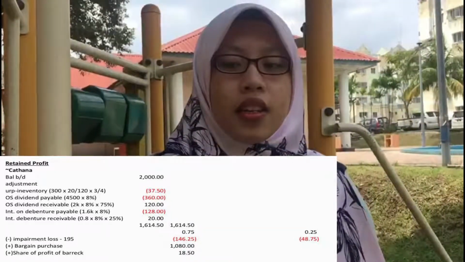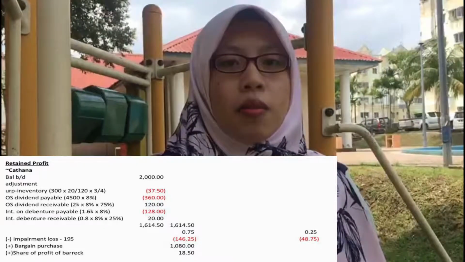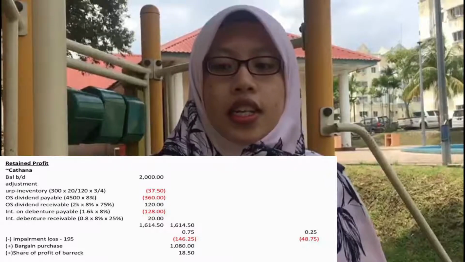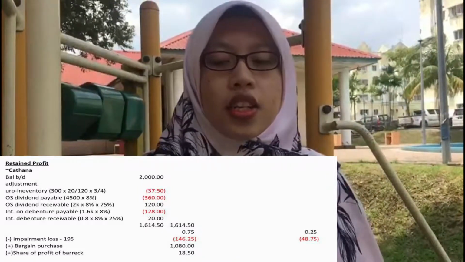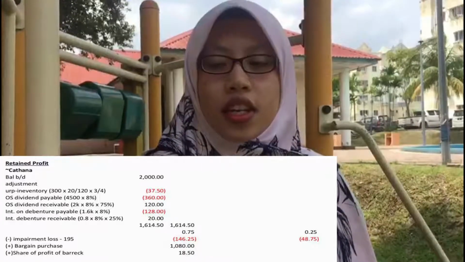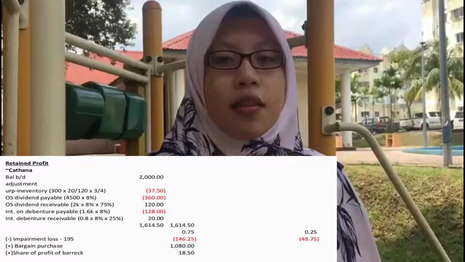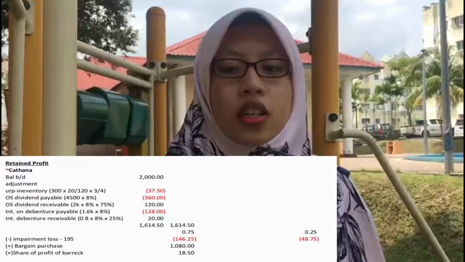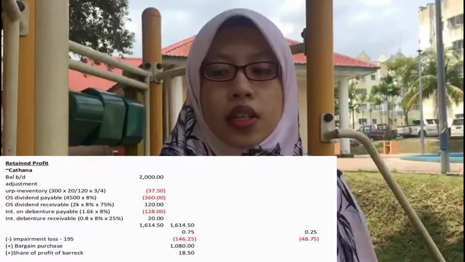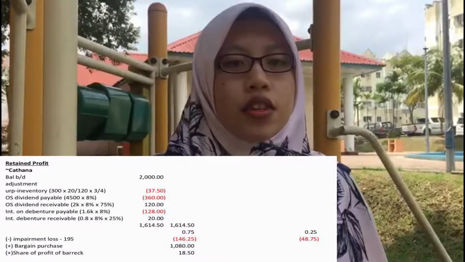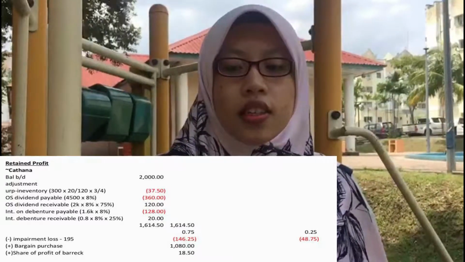For the adjustment, Katana has the URP inventory negative 37.5. This can be taken from the additional information number 1. Next is ordinary share dividend payable. This can be taken from the additional information number 5. The ordinary share dividend payable is negative 360. Ordinary share dividend receivable is 120.